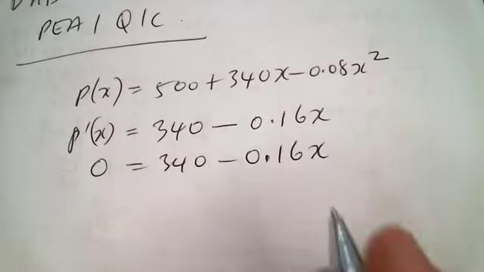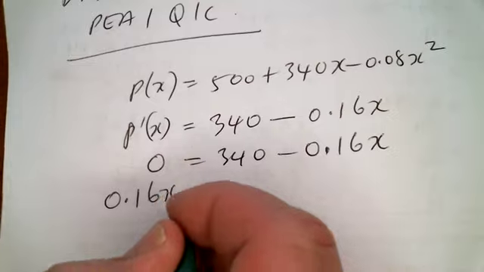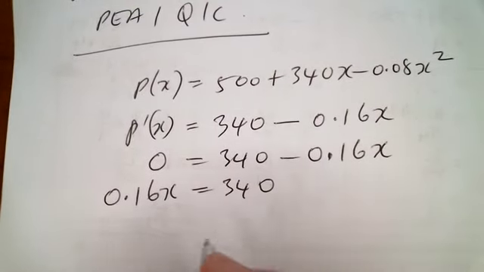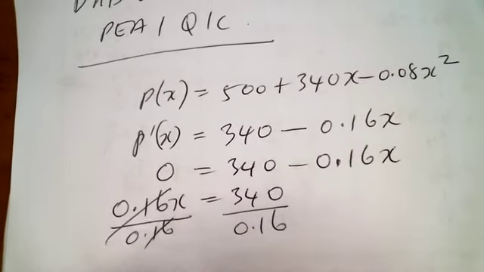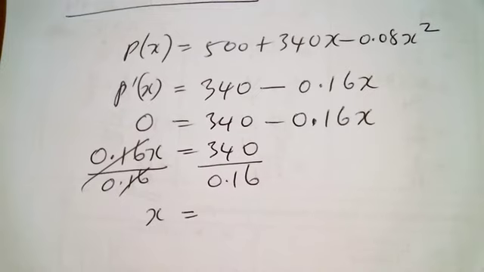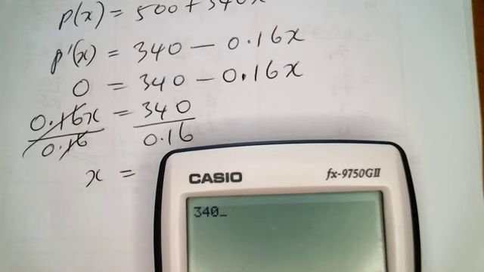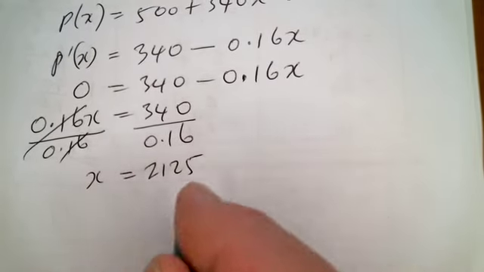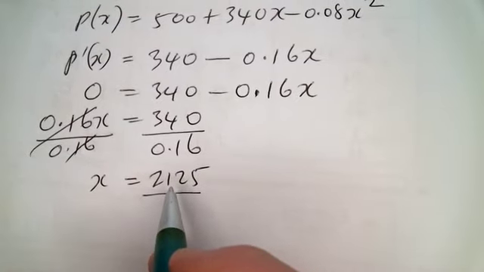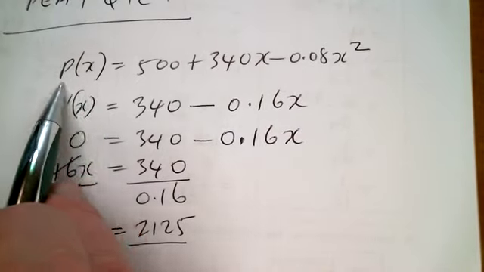0.16x. So I'm going to add 0.16x to both sides, so I'm going to end up with 0.16x is equal to 340. And I'm going to divide both sides by 0.16. So x is going to equal, and I'll just work that out on the calculator. So I've got 340 divided by 0.16, and I get 2125. So 2125 represents the number of components that we would need to produce using this equation, where the profit was going to be at a maximum.